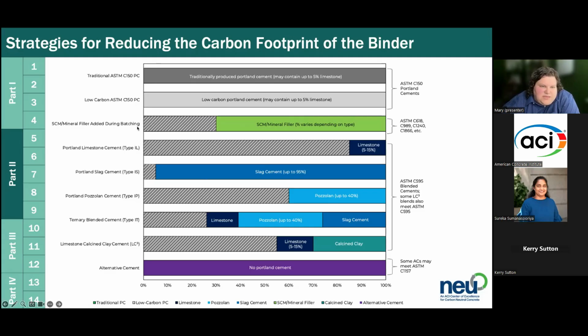Going down, when you see the diagonally hatched dark gray and light gray, that just means you could use either. You could do SCM or mineral filler addition during batching, at the ready mix plant, and that could be slag, fly ash, glass, or any other material. Then there are all these blended cements: limestone, slag, and pozzolan, which could include fly ash or glass. Then you have a ternary blend where you use three at one time. They're not totally interchangeable. You have to really know what material you're using, but the replacement levels can vary significantly. And then we threw in LC3 here just to show that.